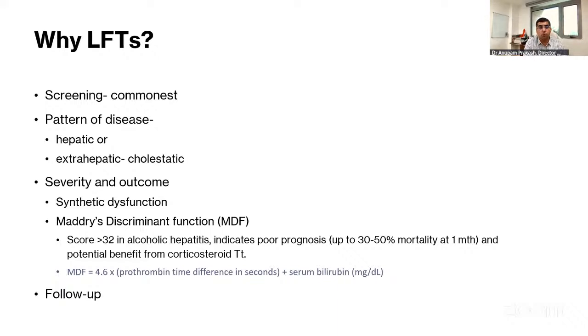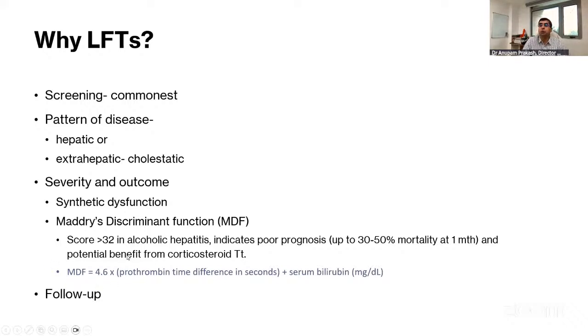If you have a patient who has alcoholic hepatitis, you calculate this discriminant function, the MDF, Maddrey's discriminant function. If it is more than 32, you should understand it is a poor prognosis, and that poor prognosis translates to 30 to 50% mortality at 1 month, which is a very high mortality. So that is how you can prognosticate the patient, and you may be aware of the outcome also. So you can prepare accordingly, you can intervene accordingly, and that intervention in this group is corticosteroid treatment, where they can have some benefit. So how do you calculate this?